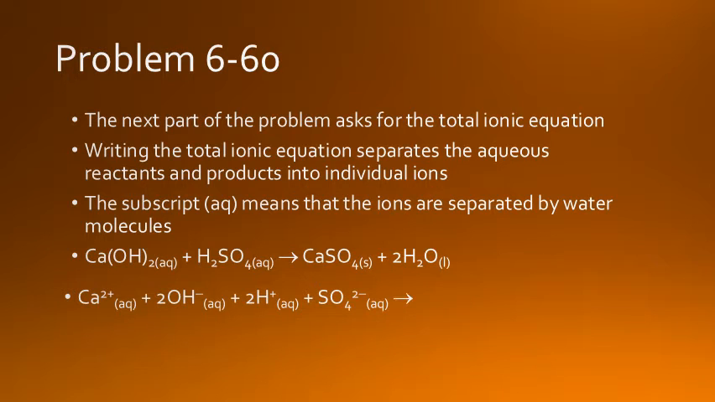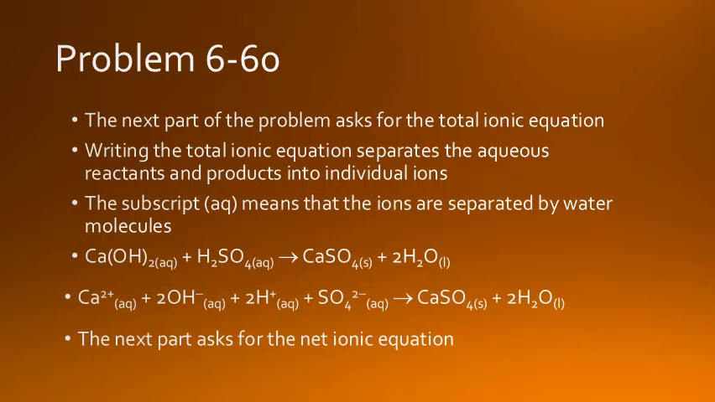Our products, CaSO4 solid, that stays together, plus 2H2O liquid. Those molecules stay together as well. That is our total ionic equation. It takes some time, and you want to make sure you include your charges and your states, but it's not conceptually difficult. The next part asks for the net ionic equation.